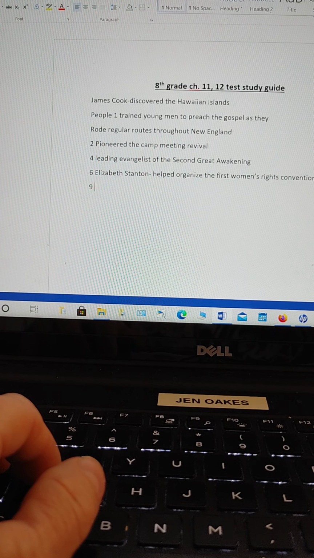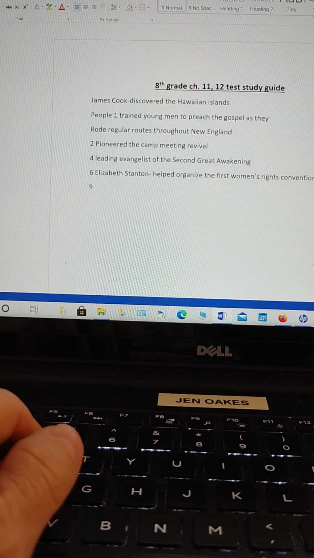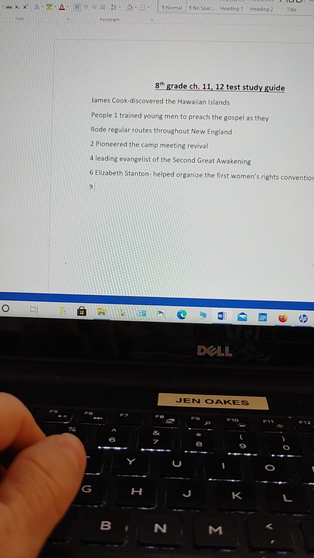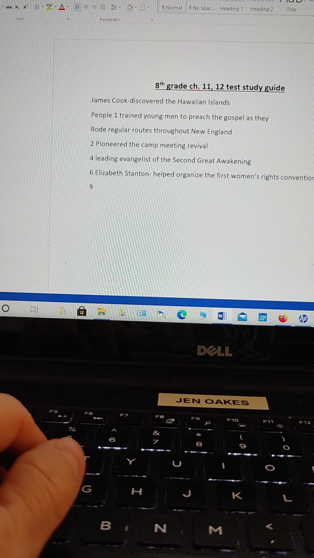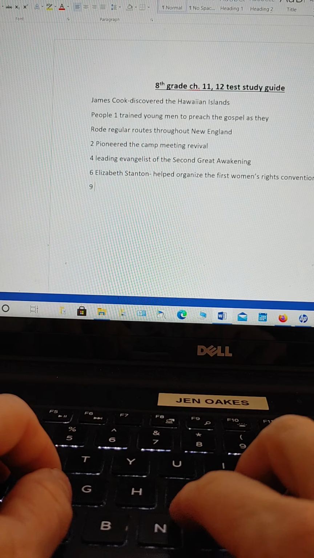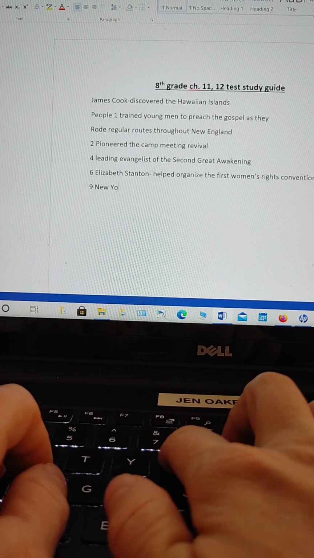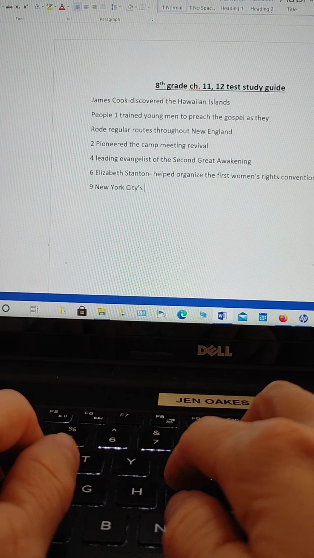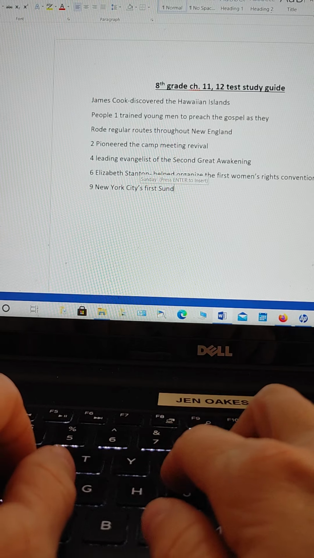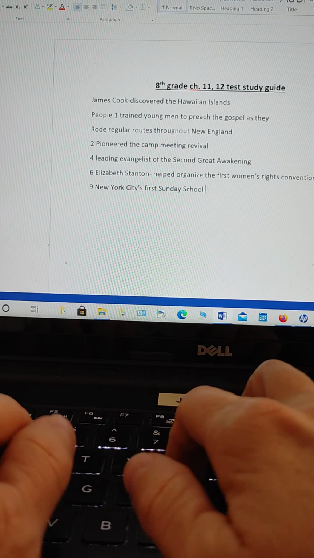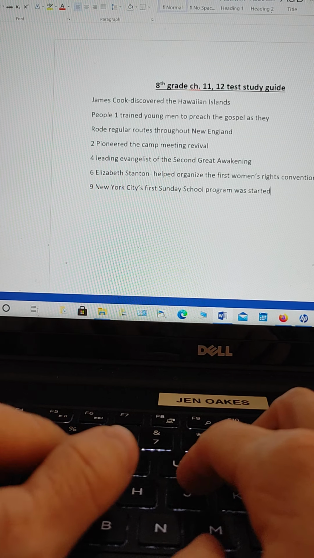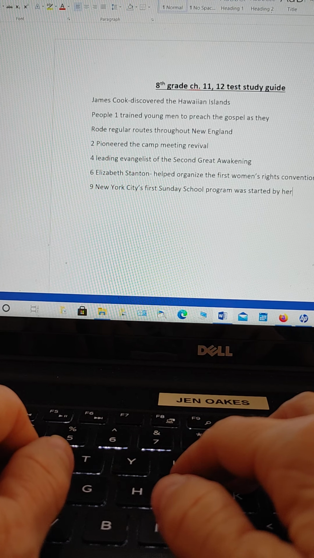People 9. Catherine Ferguson or Katie Ferguson. She goes by both names. New York City's first Sunday school program was started by her. This one's a modified true false.